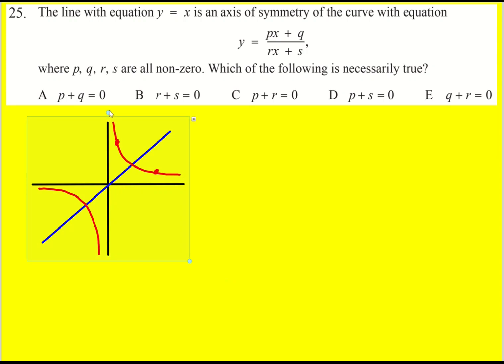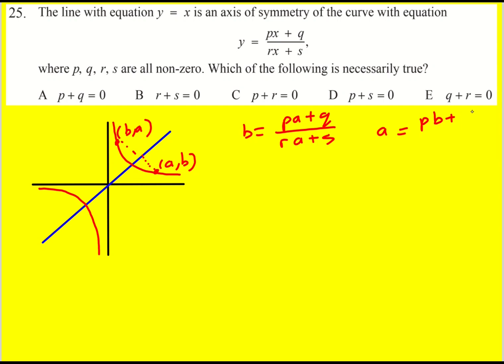Okay, well now what that means is if I have a point (A, B) on the curve, then if it's a reflection in y equals x, it switches around and (B, A) will also be a point on the curve. This red curve is not actually the curve, that's just an example. But we can substitute in now. So it must be that B is equal to (PA plus Q) over (RA plus S). And then similarly, A is going to equal (PB plus Q) over (RB plus S).